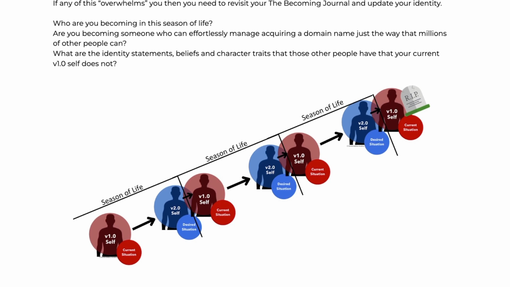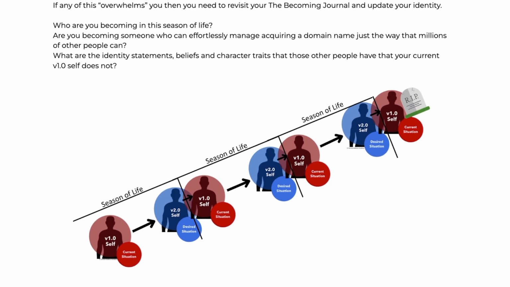Because if any of this seems like, oh man, I don't know if I can do this, I would urge you to go ahead and revisit your Becoming Journal and update your identity by asking yourself the question, okay, in the past I was focusing my Becoming Journal on health. Well, now I'm starting to get into the launch phase. I'm starting to become a remote wellness practitioner. Who do I need to become in this season of my life in order to successfully launch my remote wellness practice? Am I becoming somebody who can effortlessly manage acquiring a domain name, being able to pick a name for my remote wellness practice without overthinking it, without getting in my own way, the same way that millions of other people have done before me?